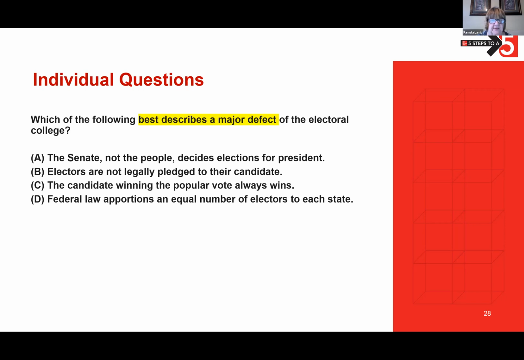The Senate, not the people, decides elections for president. Ask yourself, is that true? Does the Senate decide who is president? Electors are not legally pledged to their candidate. Can electors go and vote for anybody? The candidate winning the popular vote always wins, or federal law apportions an equal number of electors to each state. Every state has the same number of electors no matter what. And so go ahead and answer that question. A, B, C, or D.